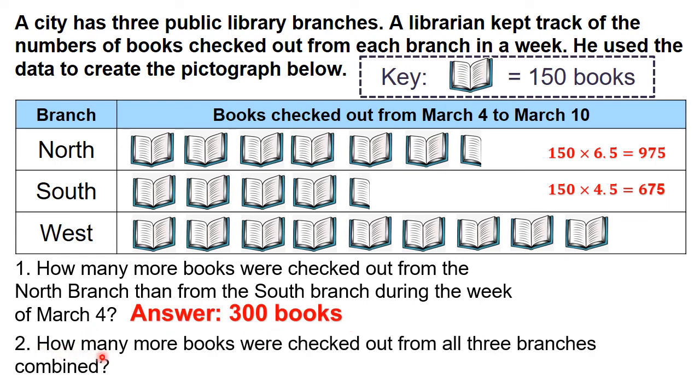Question number 2. How many more books were checked out from all 3 branches combined? That means we have to know how many books are there here in West Branch. 1, 2, 3, count with me. 4, 5, 6, 7, 8, and 9. So 150 times 9, we have 1,350. Add them all because we are asking for all 3 branches combined. 975 plus 675 plus 1,350. Our answer is 3,000 books. Did you also get the same answer?